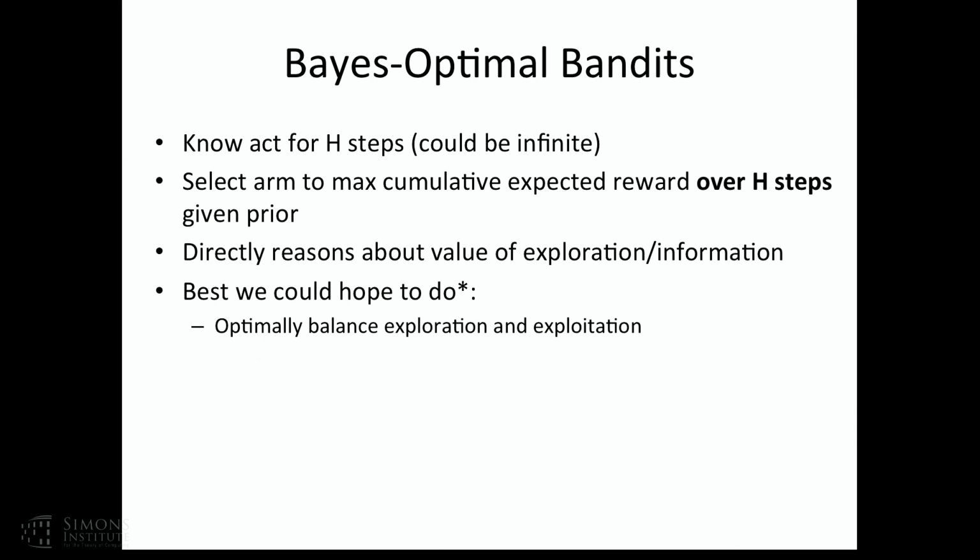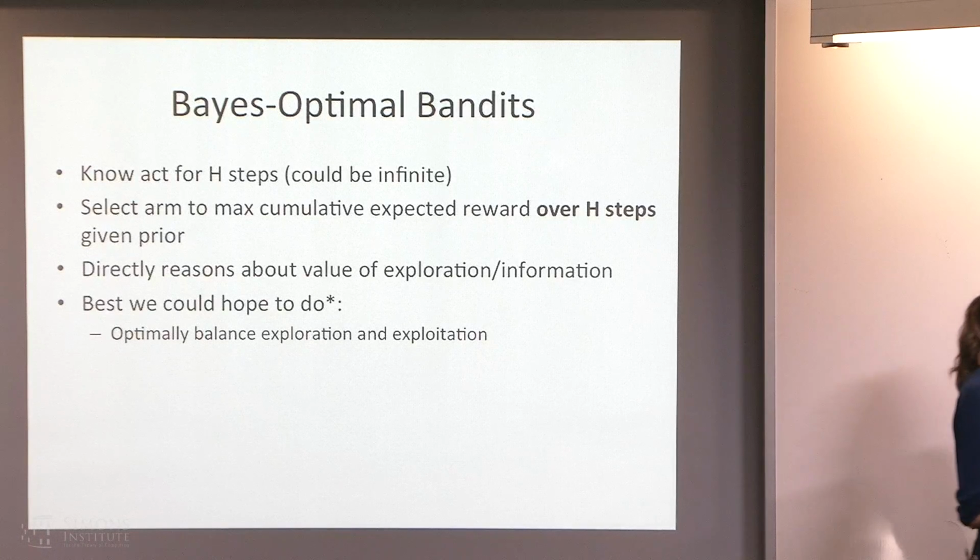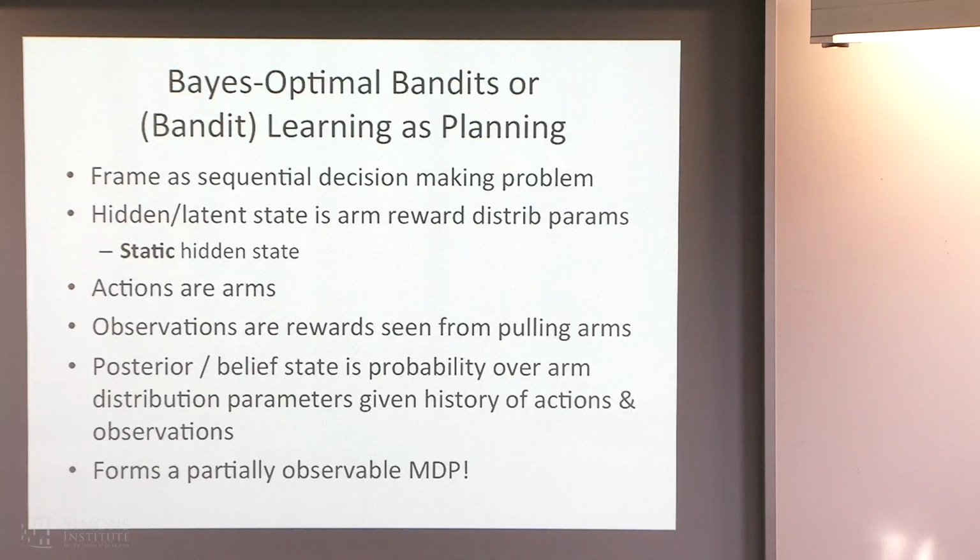Now, this only applies in the Bayesian setting, but essentially this is going to optimally balance exploration versus exploitation. And I think how we can do this is a super elegant idea that is not yet computationally tractable. Another way we could think of this is that we're going to be transforming a learning problem into a planning problem. So this is learning as planning.